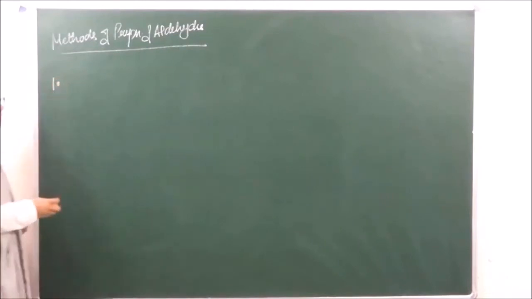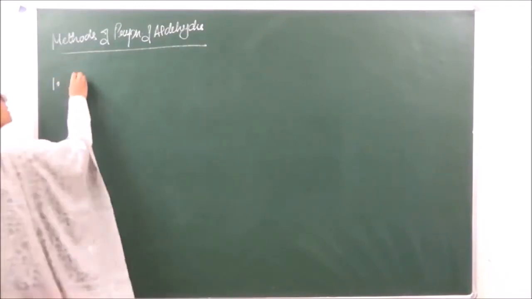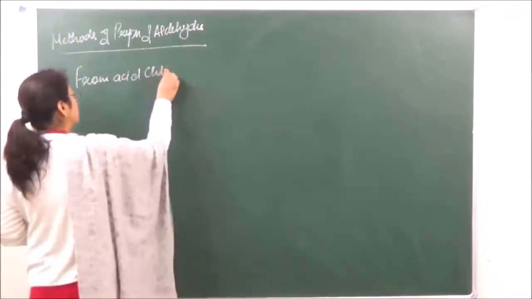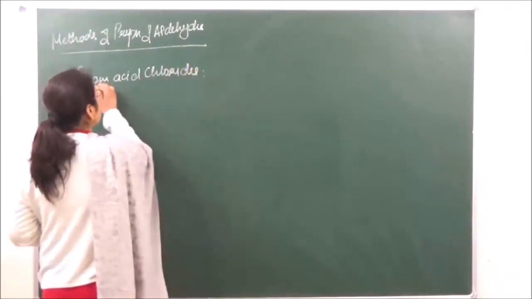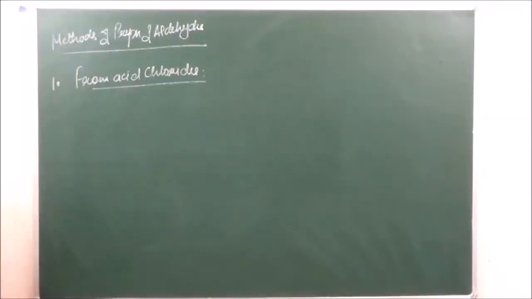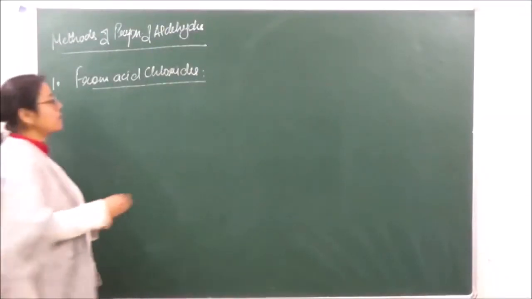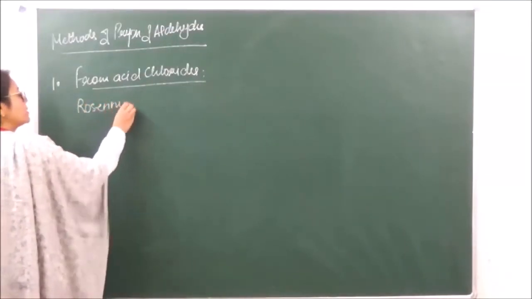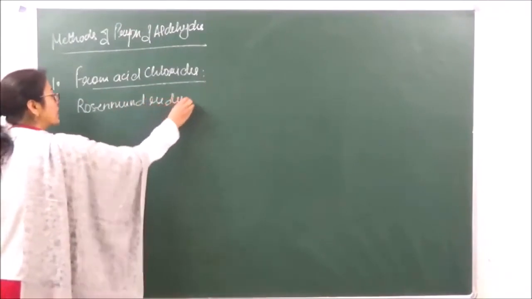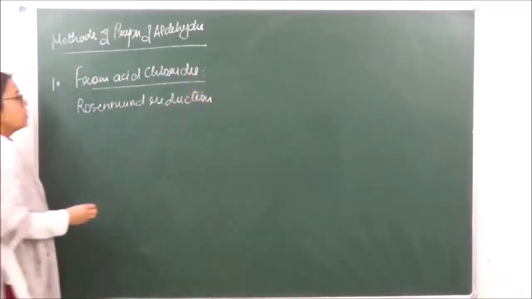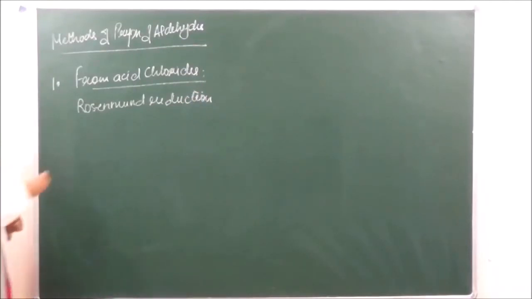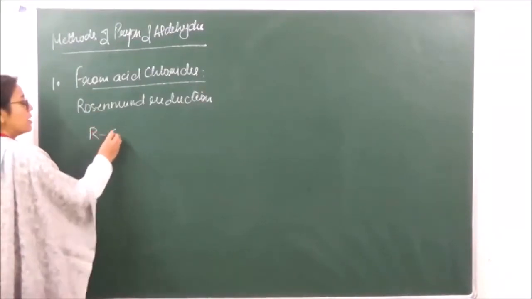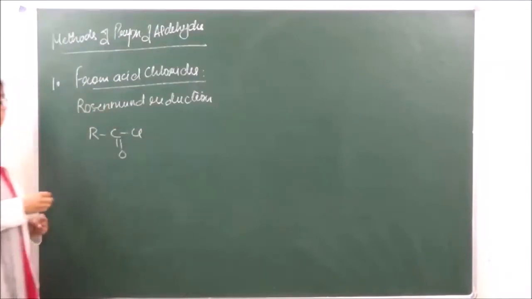which we are going to do is from acid chlorides. Now this reaction is a main reaction, known as Rosenmund reduction. An important reaction from your examination point of view, Rosenmund reduction. Over here we reduce the acid chloride. So what is acid chloride? It is RCOCl. This is what acid chloride is.